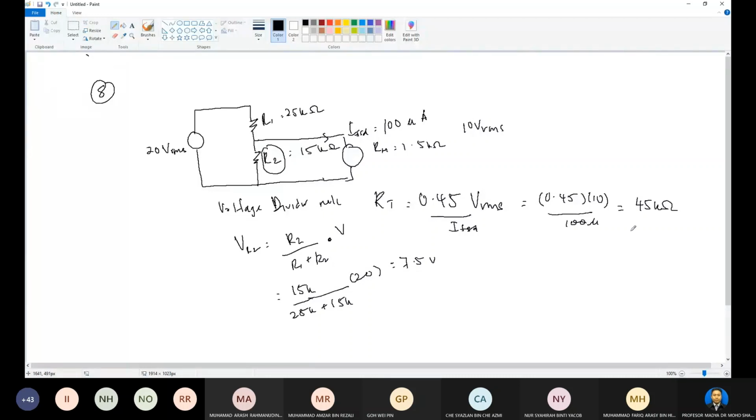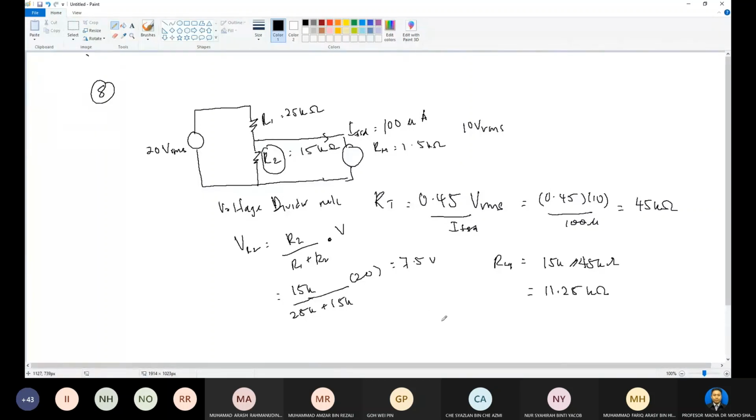And then we can get the R equivalent here. As you know, this is the R equivalent here. So 15 kilo parallel with 35, you can see this one. So here we have RS, 45 kilo. So in parallel, the answer is 11.25 kilo ohms.